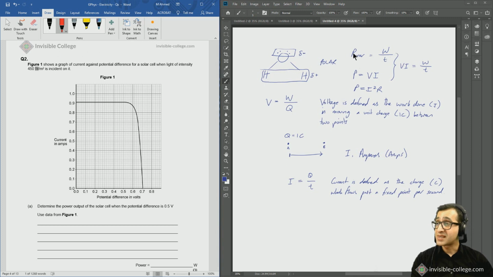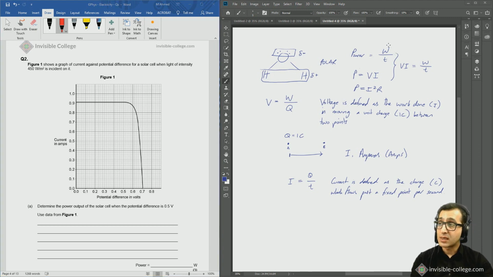Watts is the standard unit of power. Power is measured in joules per second, or watts. Per meter squared: well, meter squared is a measure of area. So when you buy a solar cell, what you're buying is a sheet of material which is transferring a certain amount of energy from light energy into electrical energy. So again, have a look at the general definition of power here. Power is the energy transferred per unit of time.